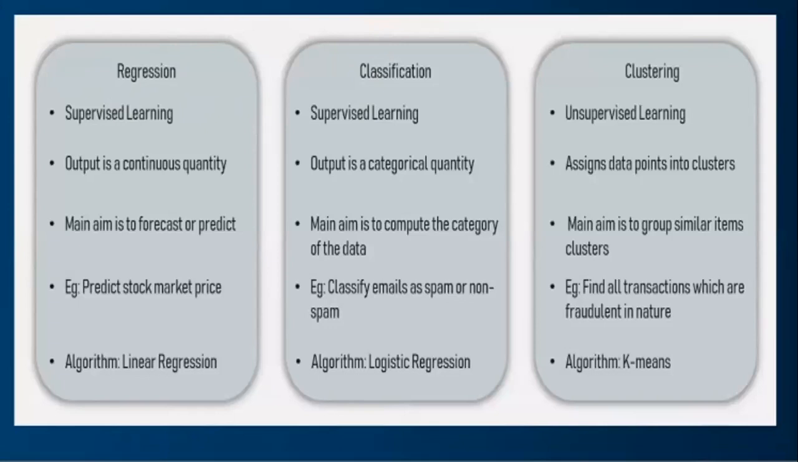Regression means if the target variable is continuous, like height or weight, on an interval or ratio scale, we can go for regression-based supervised learning. If the target variable is yes or no, or male and female, a category variable, then what is the difference between a category and a numerical variable?